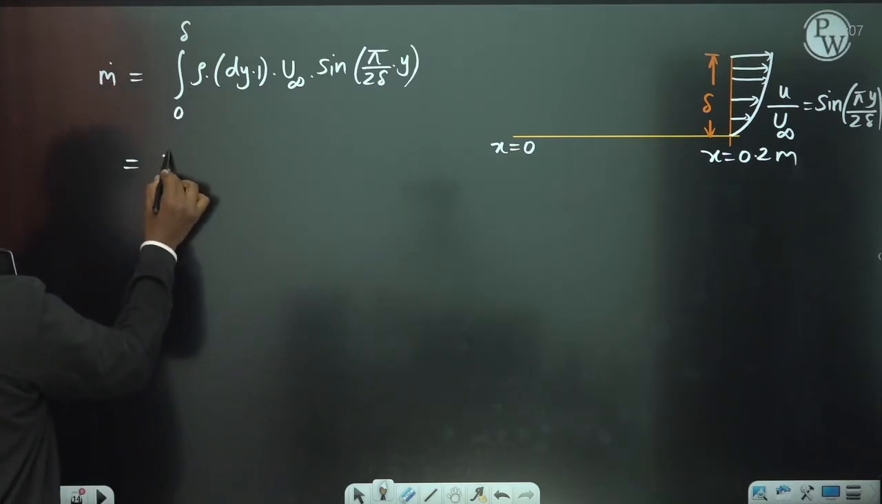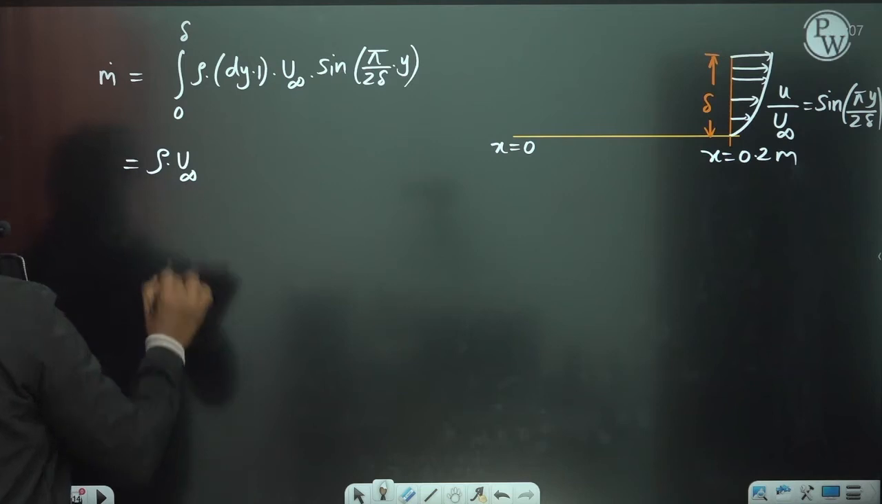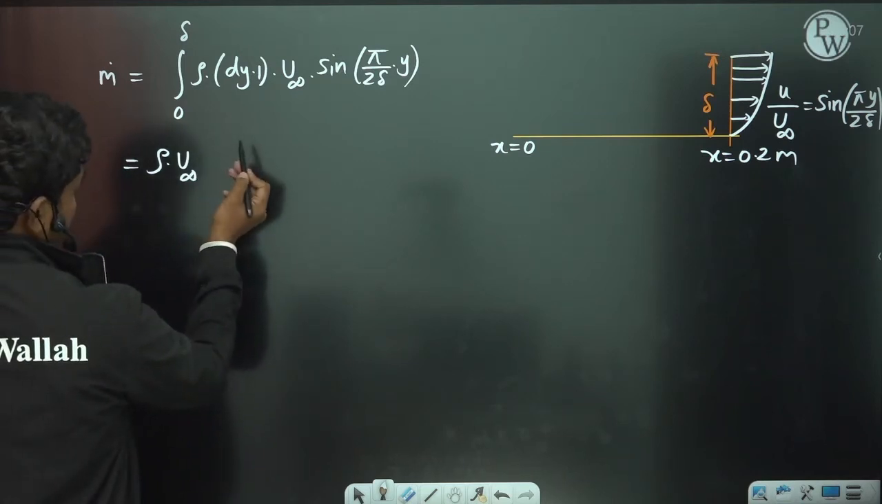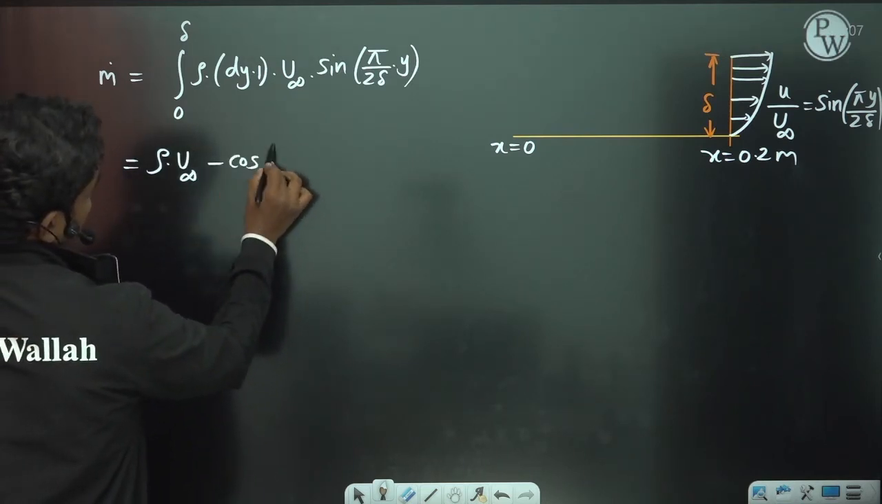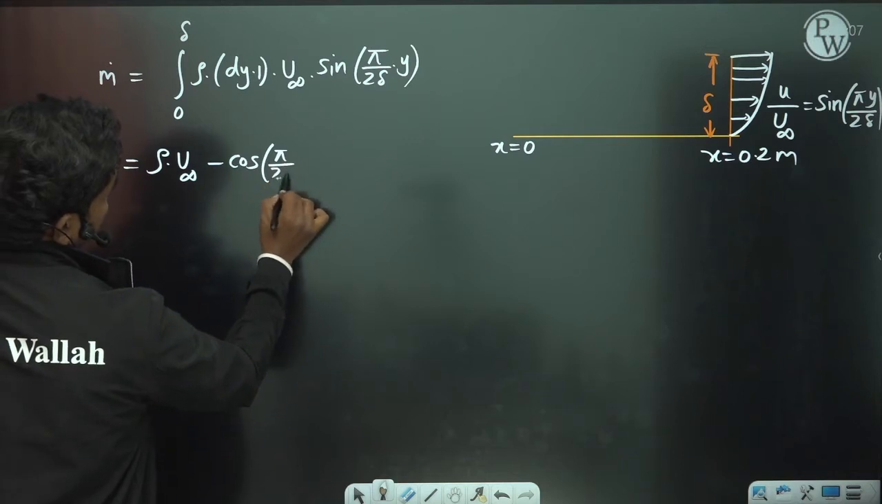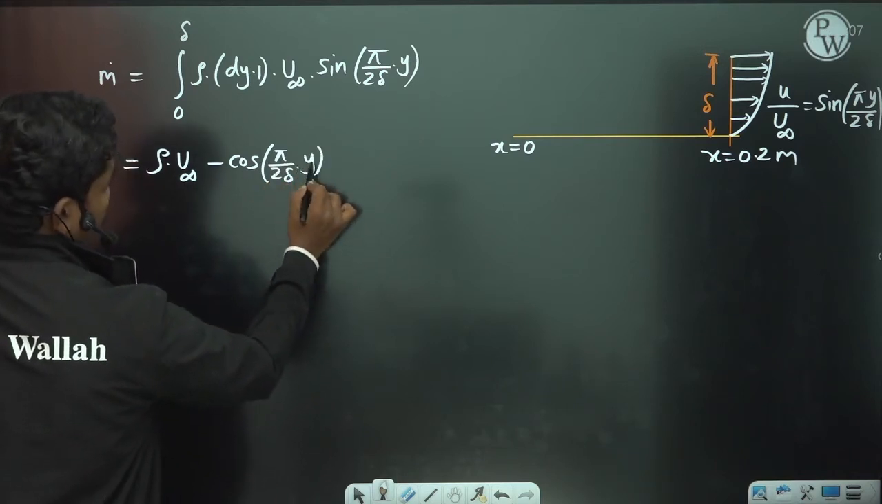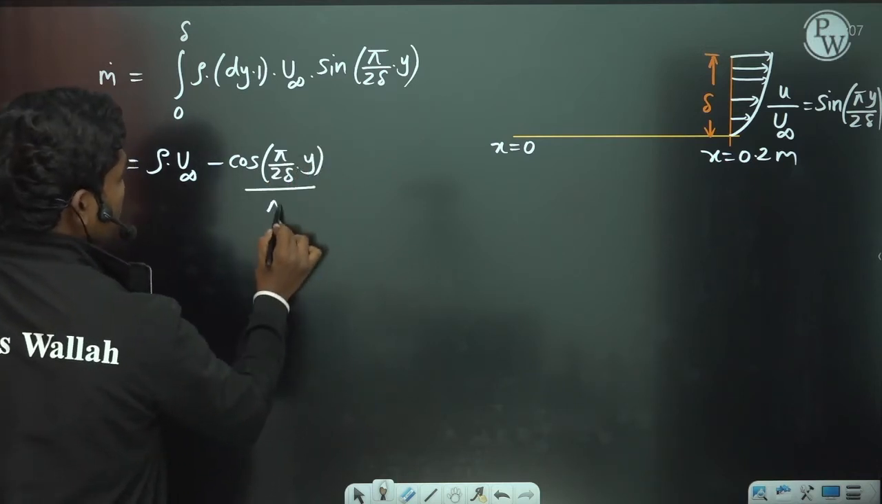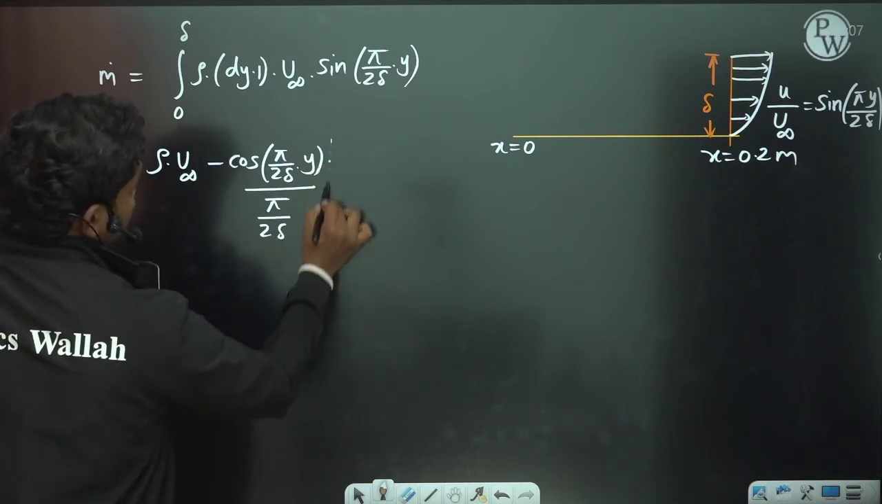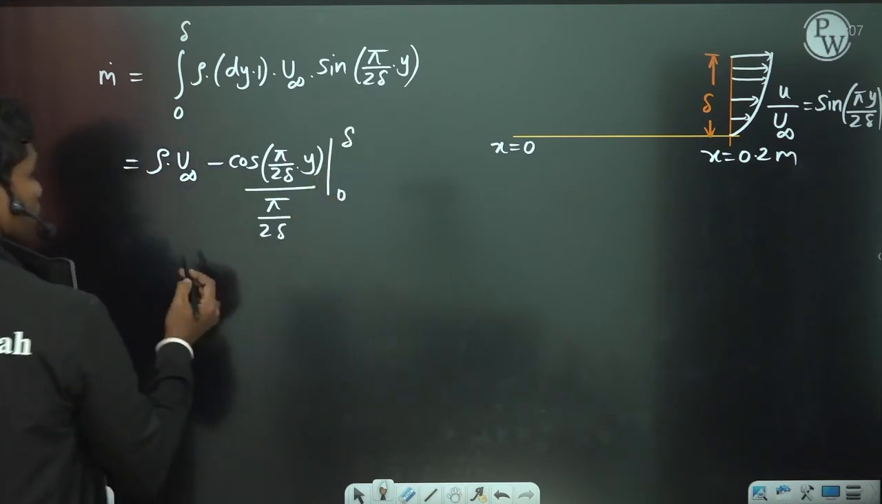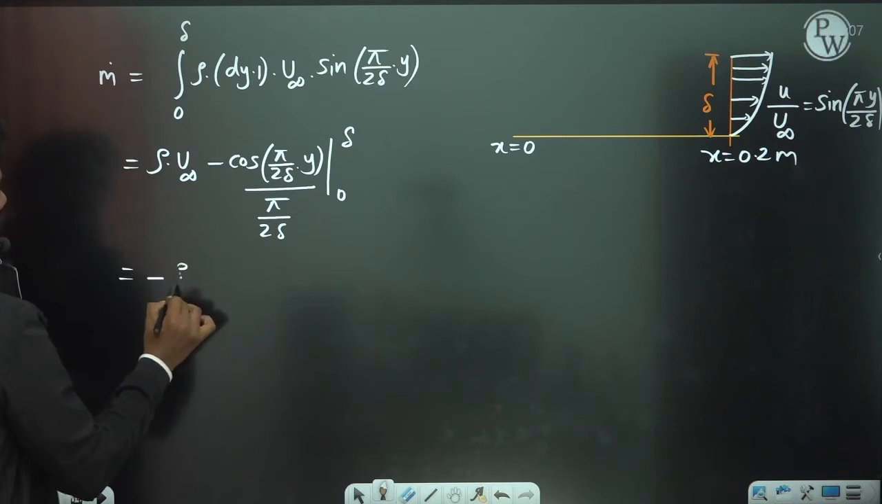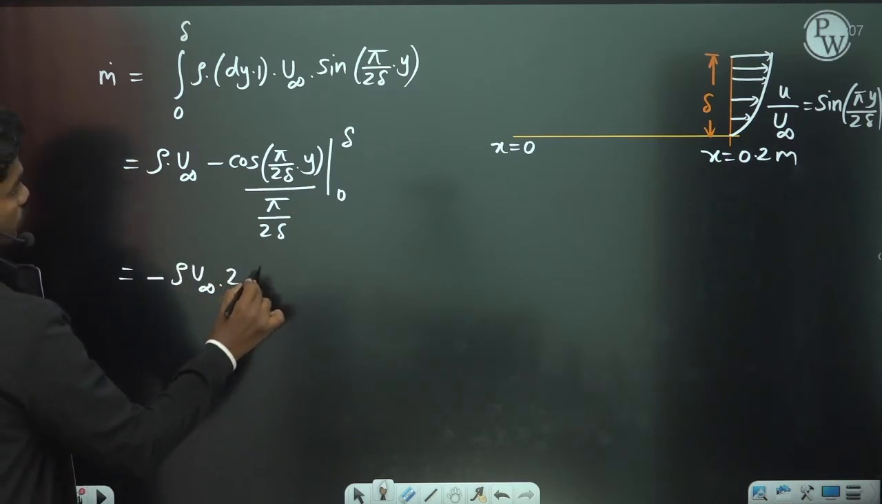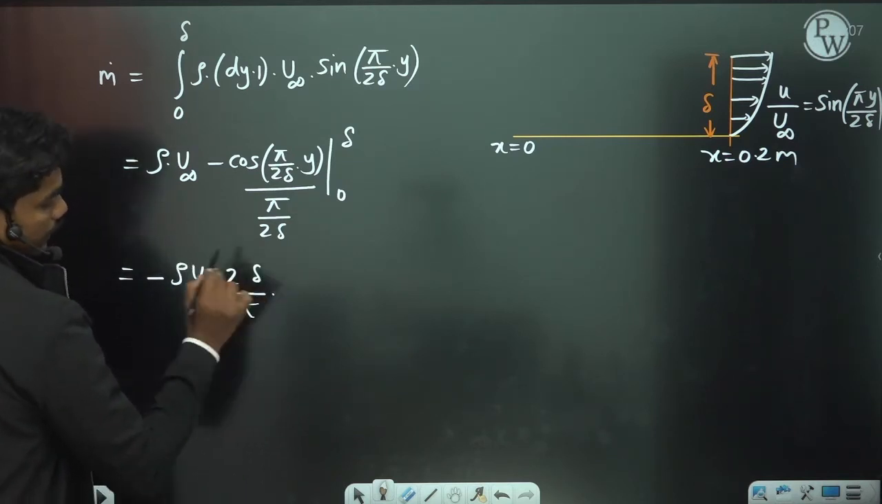So if you see, rho is constant, u infinity is constant. The integration of sine is minus cos of pi by 2 delta times y, within the limits, divided by pi by 2 delta. Again, this is a constant value, within the limits 0 to delta. So if you take 0 to delta, minus rho u infinity into 2 delta by pi times of this.